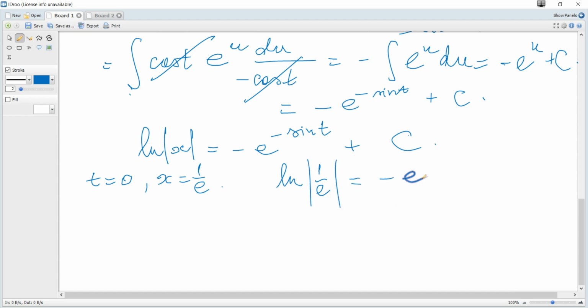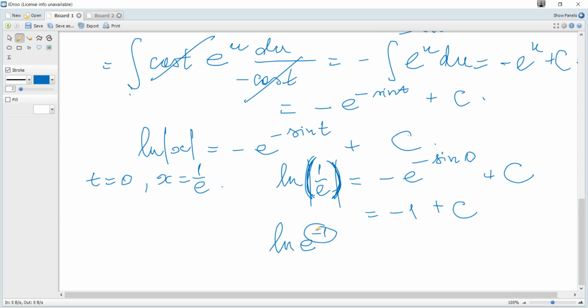it becomes negative e to negative sine of 0 plus constant. Sine of 0 is 0, e to the power of 0 is 1, so negative 1, and you may calculate it with the calculator, and 1 over e is positive, and we can just write without these absolute value bars. And you remember, 1 over e is what?